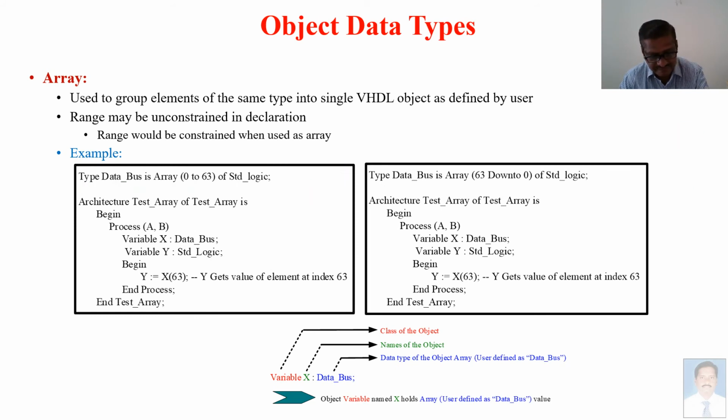Is it right? In this way, begin process variable X, its data type is data bus, because data bus is defined under this category. This Y is std_logic. Begin, this y is assigned x of 63, and y gets the value at index 63, meaning whatever we have at the 63rd location, that value of this bus will be placed in this particular variable, which is nothing but y.